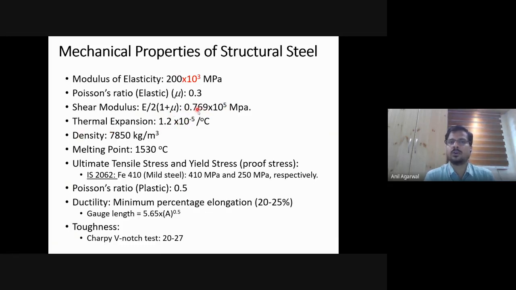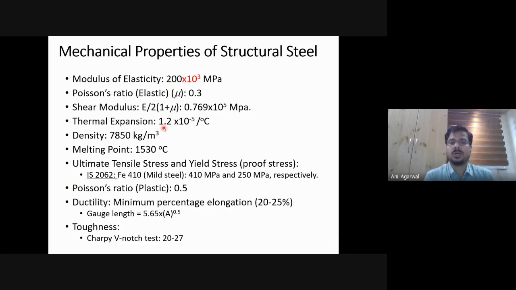So this is always approximately. In this case, it is 2.6 times, right? 1 plus 0.3 is 1.3. So 1.3 times 2 is 2.6. Yeah, so about 2.5 times smaller than your elastic modulus.